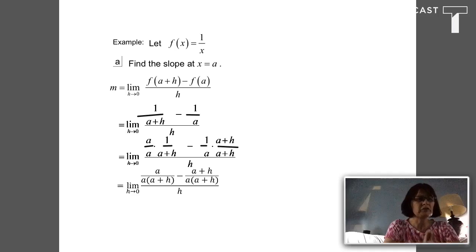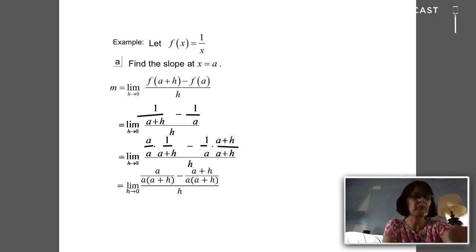So watch what happens. I'm going to start with the limit expression for the slope of a curve at a point. The limit as h approaches 0 of f of a plus h minus f of a all over h. So I've written here, if I plug a plus h into the f function, 1 over x, I'm going to get 1 over a plus h. And then f of a is just 1 over a. We practiced that on the last slide, so I'm here.